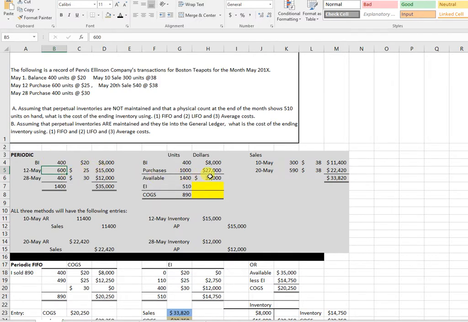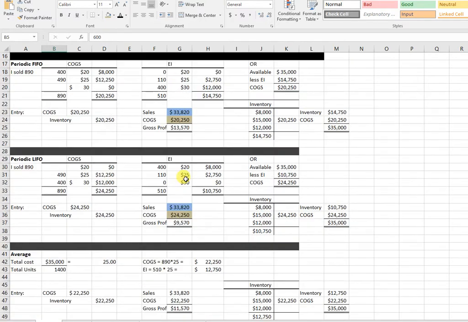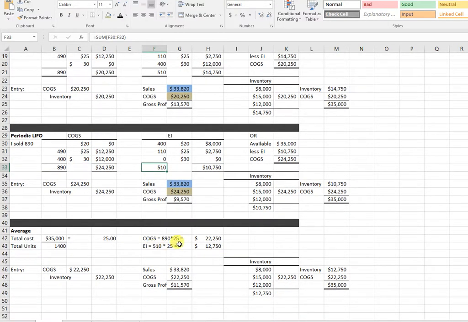So I take my total cost divided by my total units. I get $25 each. So if you recall from these, I sold 890 and I have 510 left. So my cost of goods sold is 890 times 25. And my ending inventory is 510 times 25. I can double check them, that they add up to $35,000. This one you might have a little difference due to rounding, but that's fine. My entry is to debit cost of goods sold, credit inventory.